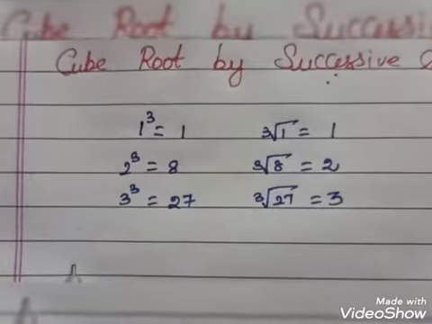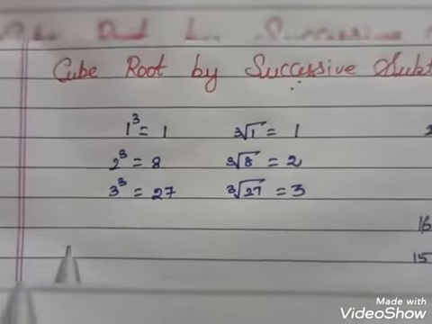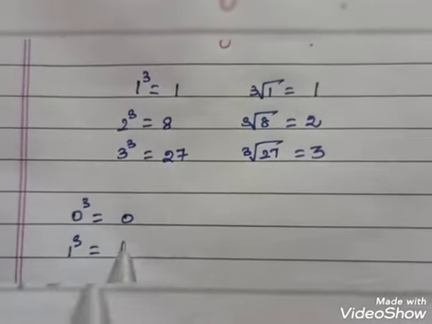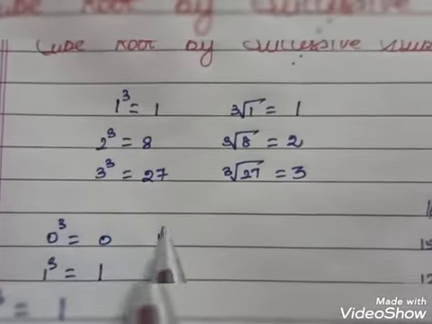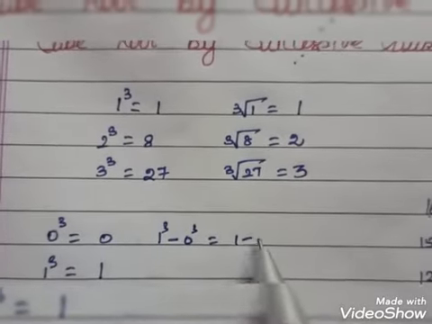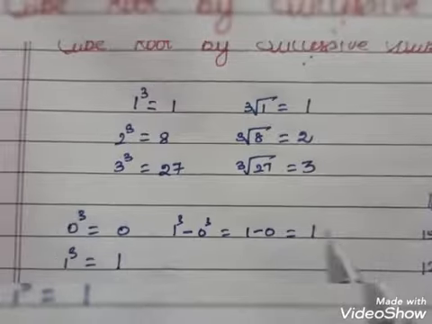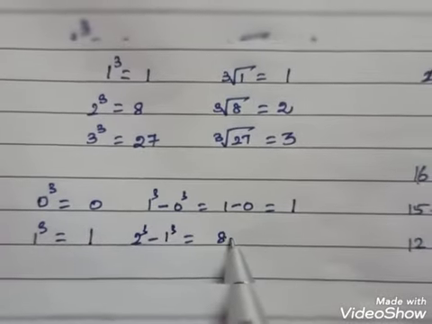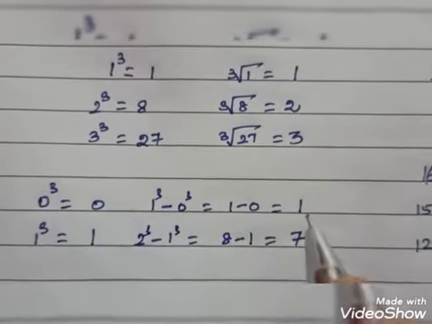The same way, for cubes: 0 cube is equal to 0, and 1 cube is equal to 1. So 1 cube minus 0 cube is 1 minus 0, equal to 1. And next, 2 cube minus 1 cube is 8 minus 1, equal to 7.